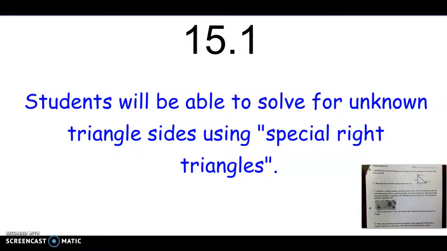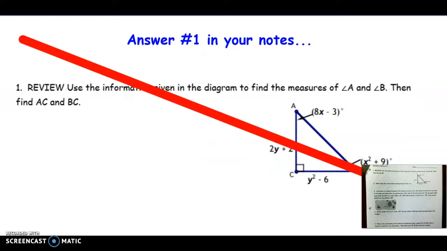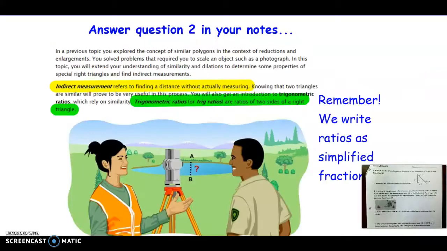In this lesson, we're starting topic 15. In this block, we are going to be looking at solving for unknown triangle sides using what are called special right triangles. Now, we are going to skip question 1 in your notes, which is just a review question, so that we can focus on what our lesson is on today.